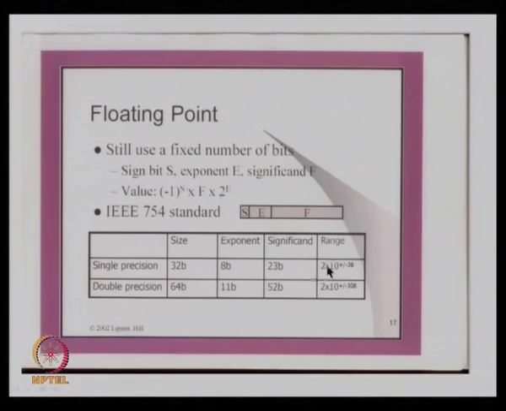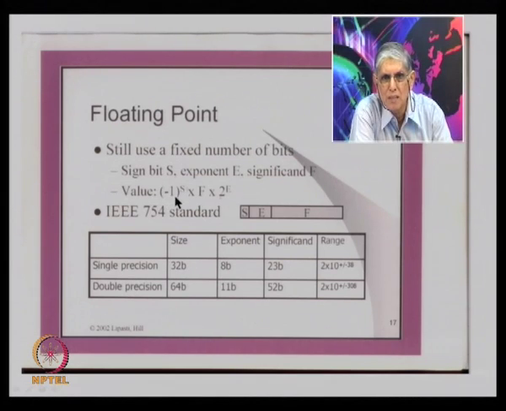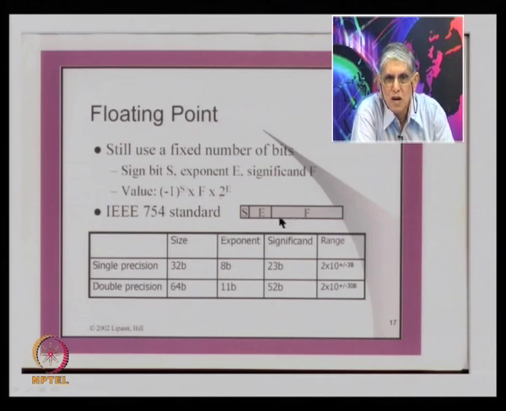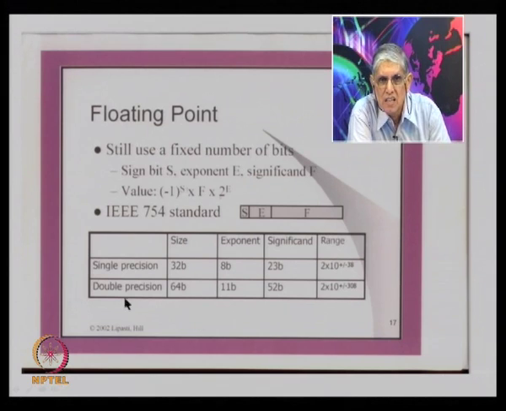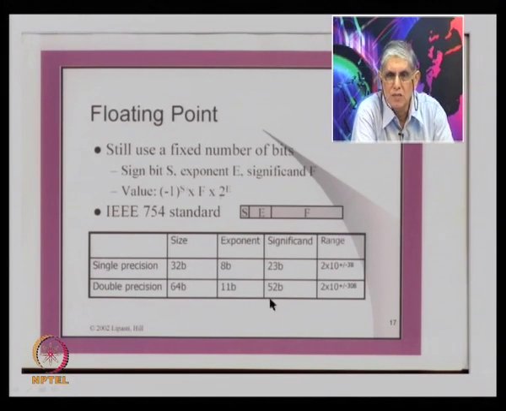Any number is represented as minus 1 to the power S times F times 2 to the power E. This is how the IEEE 754 standard writes a floating point number. In single precision, which is 32 bits, there are 8 bits of exponent and 23 bits of significand, and the range is about 2 to the power plus or minus 38. And double precision is 64 bits, with an 11 bit exponent and a 52 bit significand, with the range as shown.